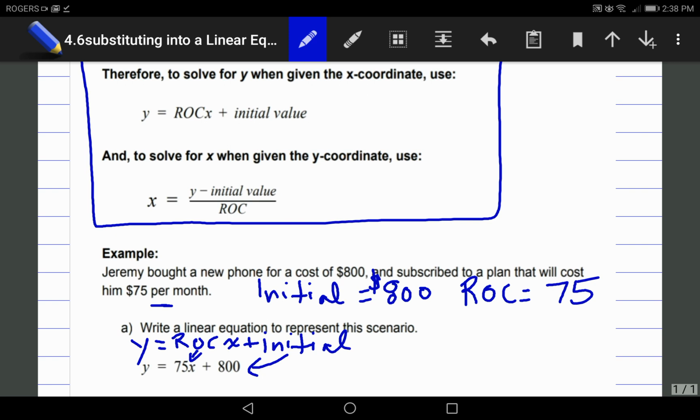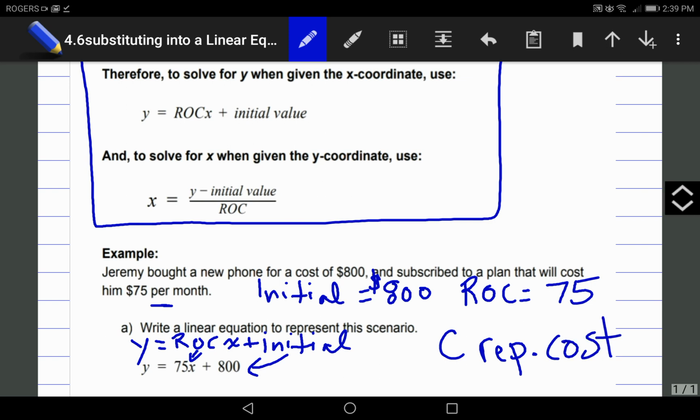But we know now that you don't have to use the letters x and y. We can use any letters we want. So if we come up with letters that make more sense with this equation, I would say that instead of y, it looks as though we're calculating the total cost of what this plan plus the phone will cost Jeremy. So instead of y equals, we can say that cost equals, or c equals. Okay. And actually, let's write this as C represents cost.